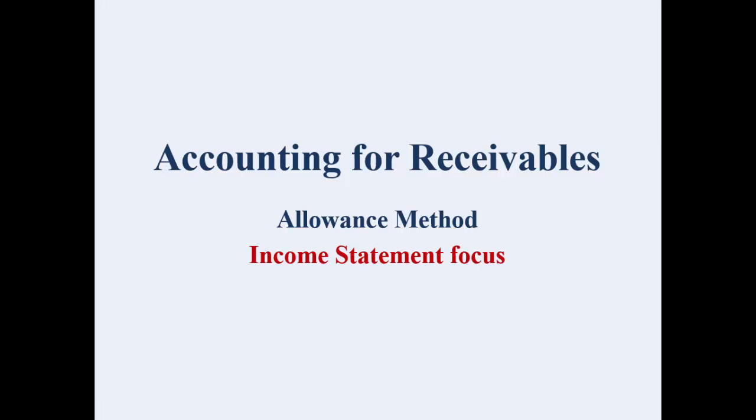We will review the income statement focus for using the allowance method to account for receivables. The income statement focus, the percentage of sales method, is a one-step approach. Now, when you're handling bad debt, you can use the direct write-off method or the allowance method.